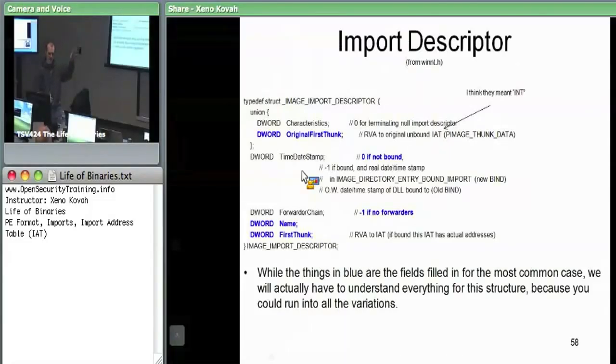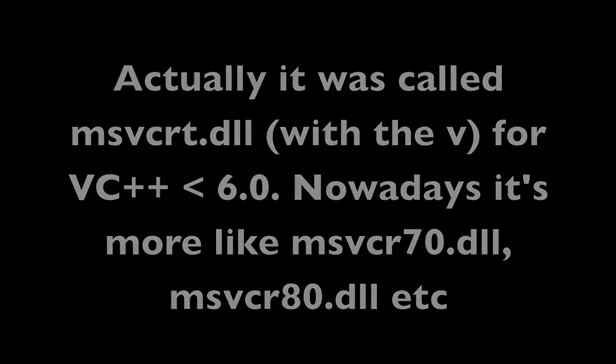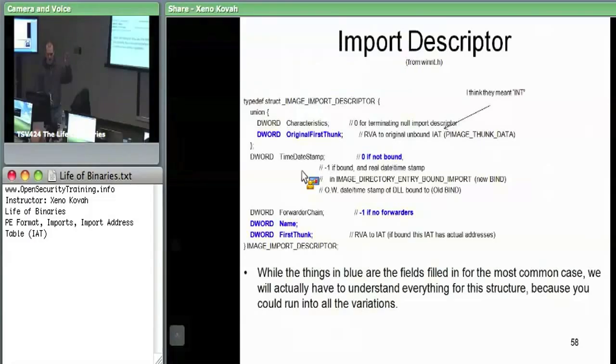So if I import from, you know, Microsoft C runtime, msvcrt.dll, if I'm importing from that, there's going to be one of these that says, okay, the name is msvcrt.dll. And here's the pointer to the address of function addresses that I want to import. Here's the pointer to the names of all those functions. And then you move down and there'll be another one of these descriptors that is for, you know, kernel32.dll, and another one that's for ntdll.dll and stuff like that.